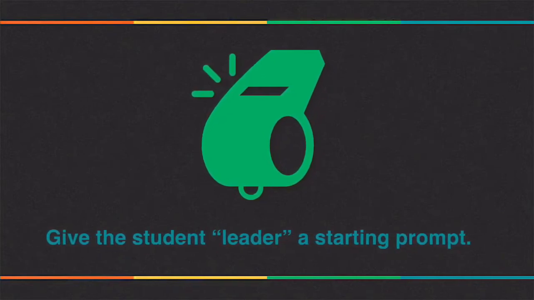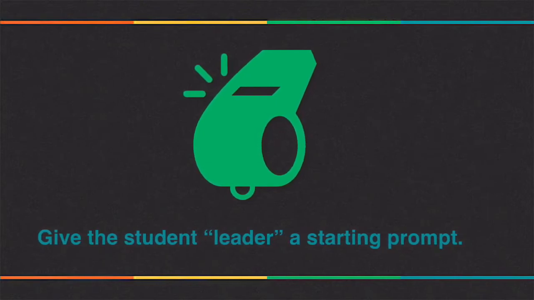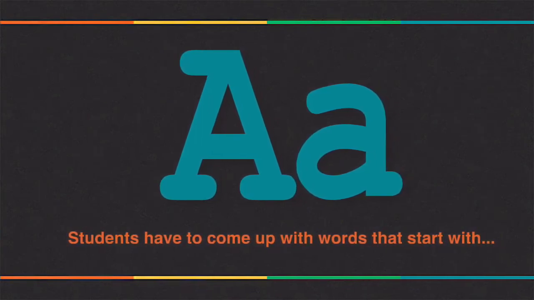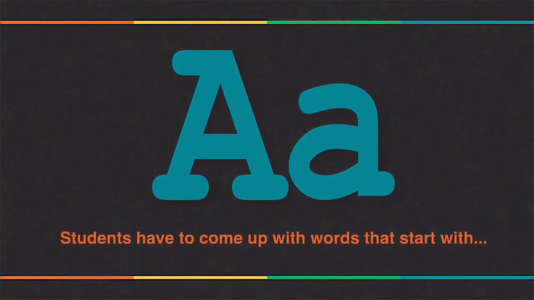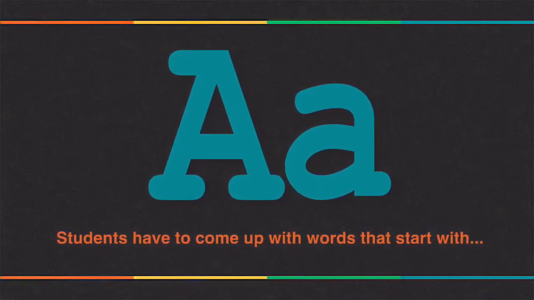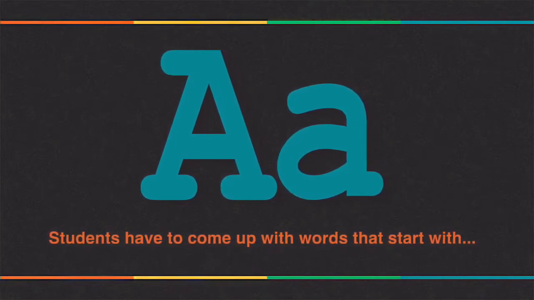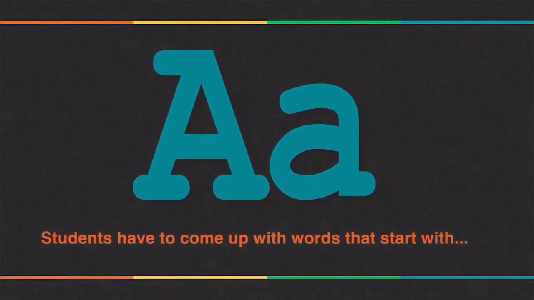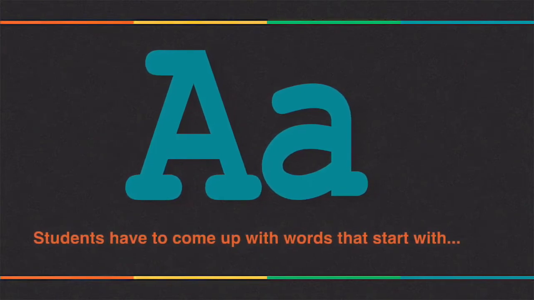Now, once you pick this leader, you give them a starting prompt. And in this example, we'll use the letter A. So the leader will pick a word that starts with the letter A, like apple. And the next student will have to follow up with another word that starts with the letter A. So apple, ant. The next student could pick awesome. And the next one, adventure. The next student, always, etc.